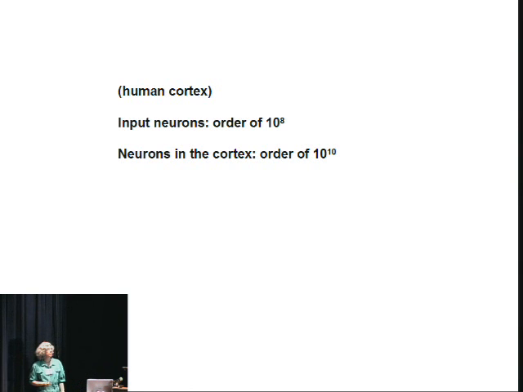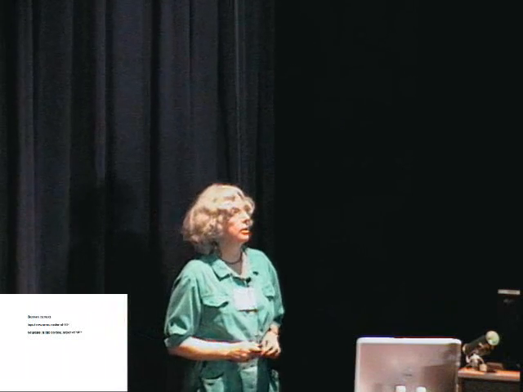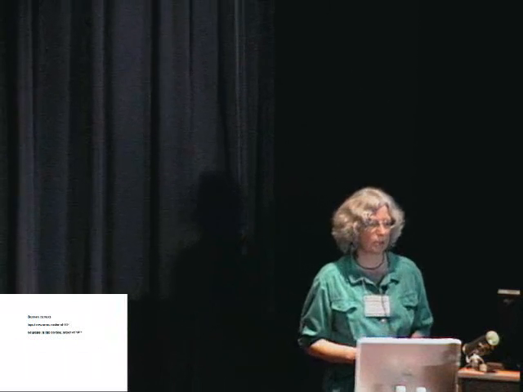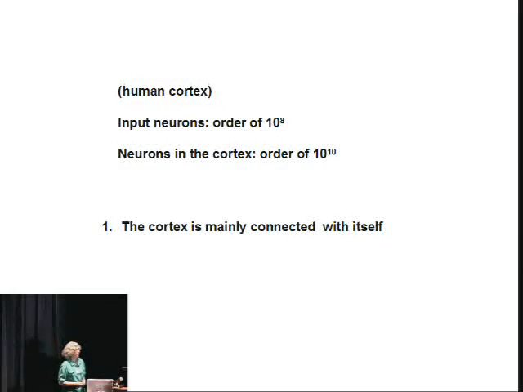And this can be quantified by estimating the number of input neurons to the cortex from other parts of the brain, and they are of the order of 10 to the 8th, while the neurons in the cortex, as is known from work by Haug, for example, are of the order of 10 to the 10th. So most of the synapses in the cortex are synapses between cortical neurons. So this is the first main point here.